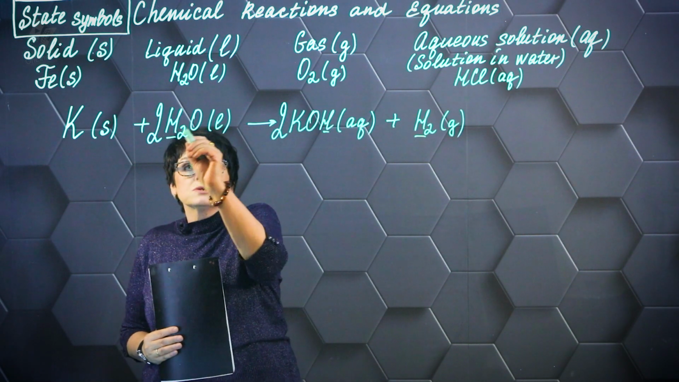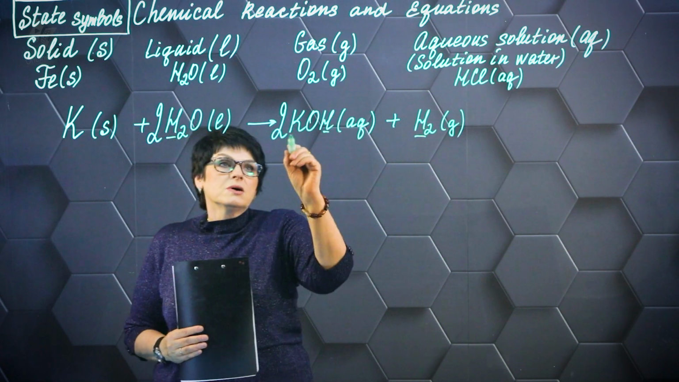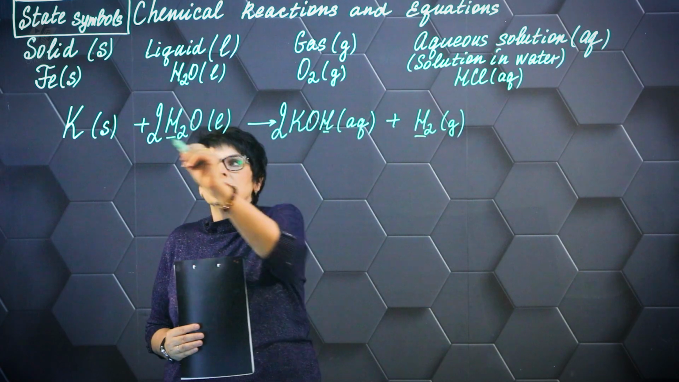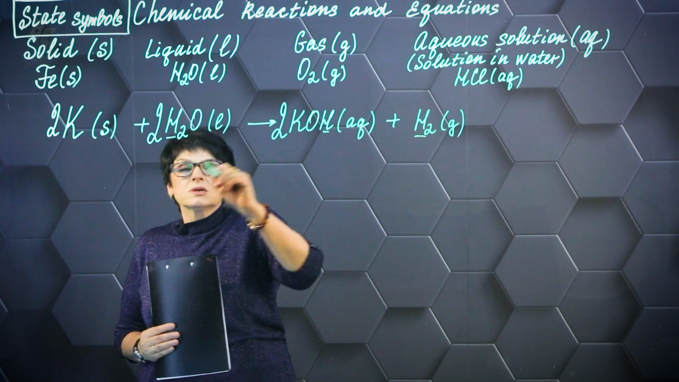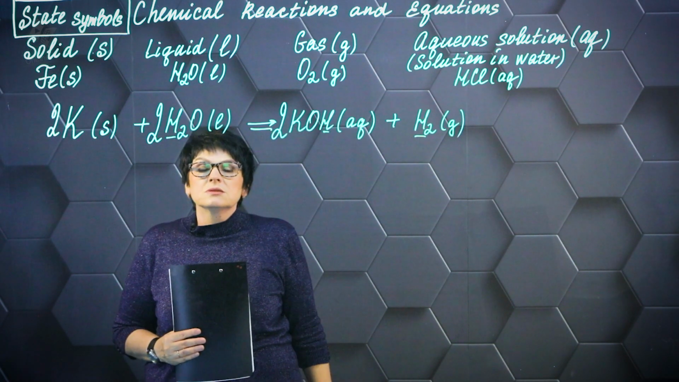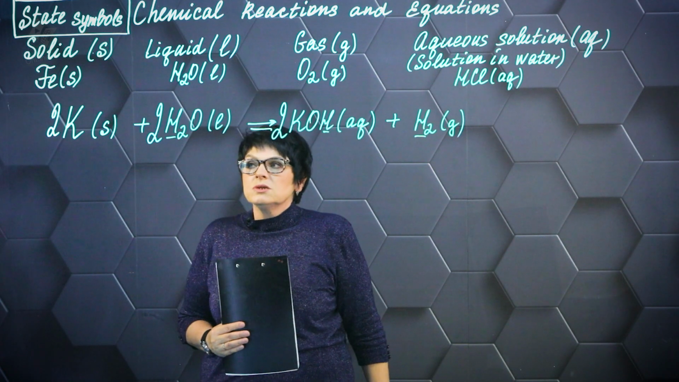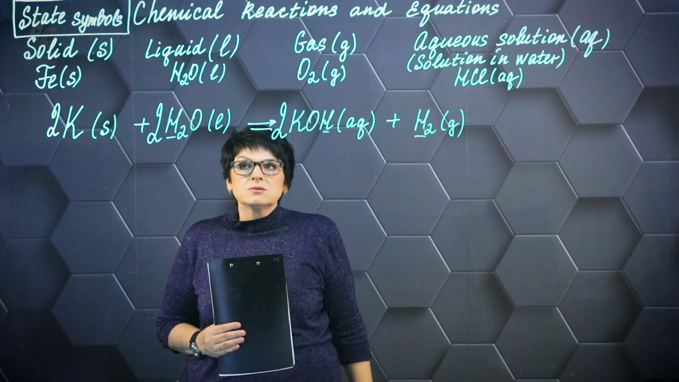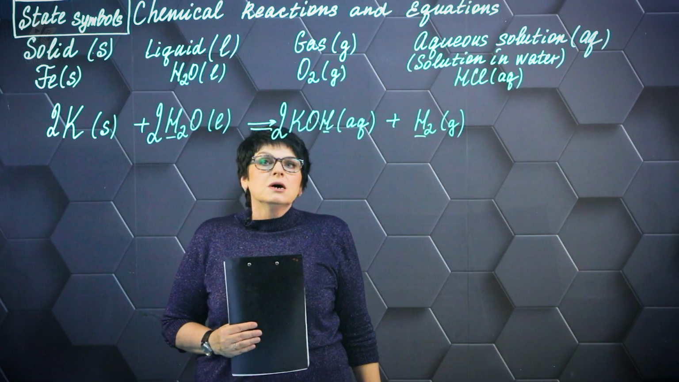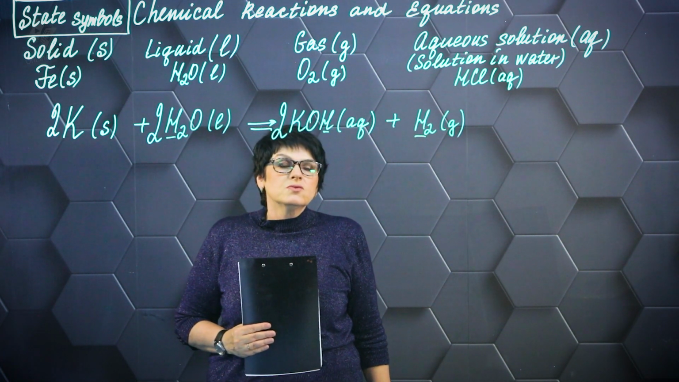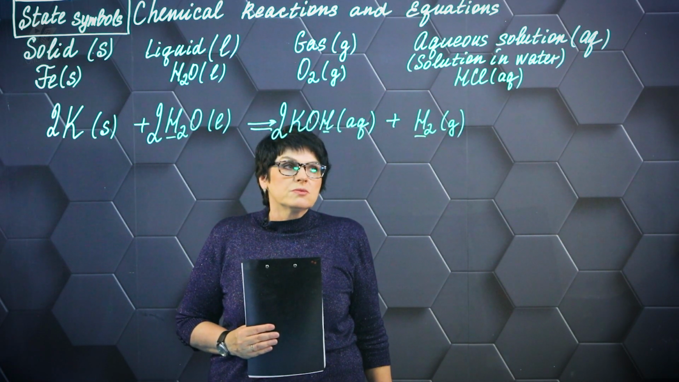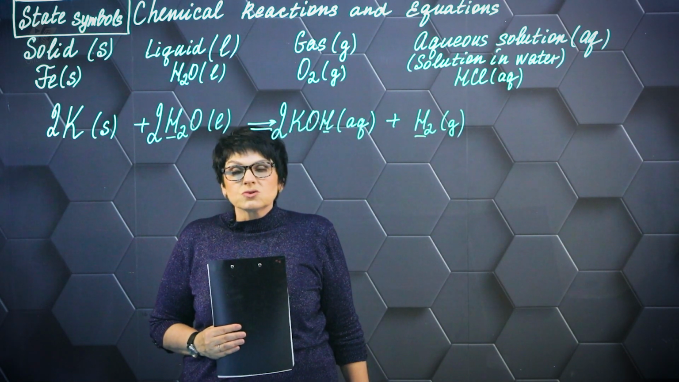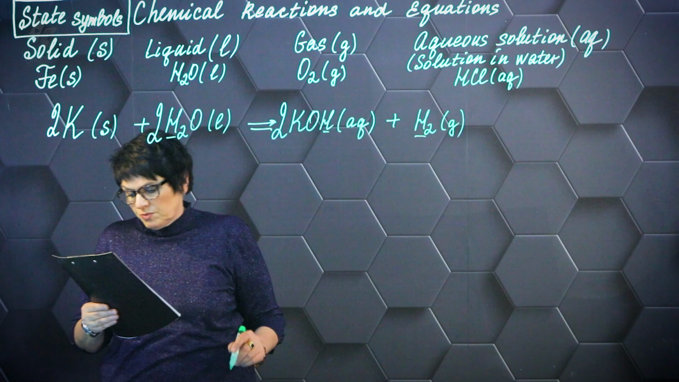We will also see that oxygen is 2 on the left and 2 on the right, and potassium is 1 on the left, 2 on the right. So let's put a coefficient of 2 in front of the potassium formula. So the equation looks like this: 2 K solid plus 2 H2O liquid equals 2 KOH aqueous solution plus H2 gas. This here is a good old-fashioned substitution reaction. Alright, on to the next example.